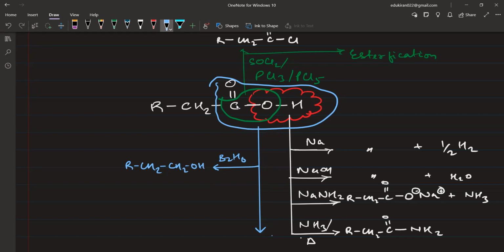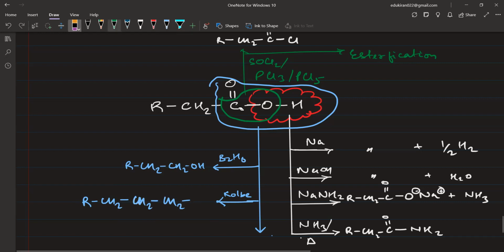And what else you can have? एक और रिएक्शन यहाँ पे देख लीजिए. I think this is coal based electrolysis. Coal based electrolysis में you will have R CH2 as it is, and this carbon atom with carboxylic acid is going to get converted to CH2, and this is also getting converted to CH2 with CH2 and R. Not CH2, CH2, CH2 and R.